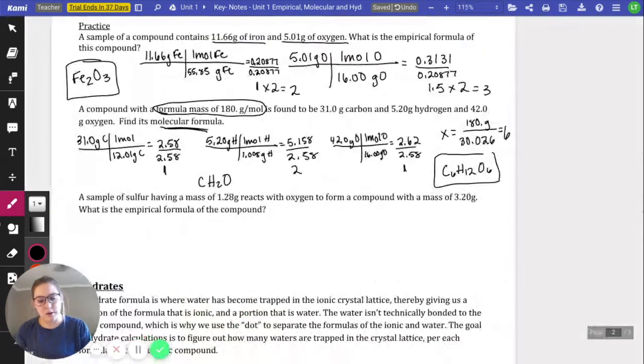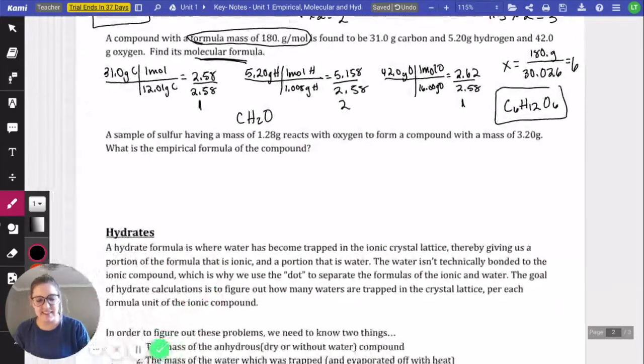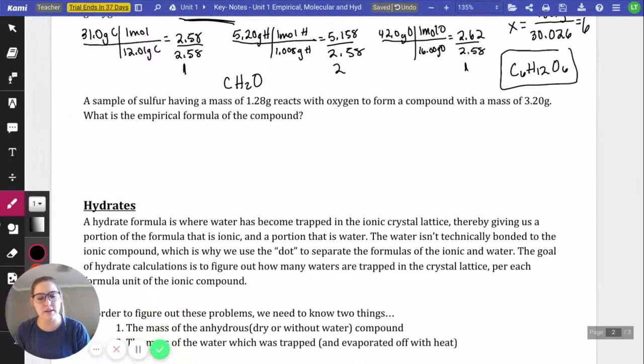Okay, next one. A sample of sulfur having a mass of 1.28 grams reacts with oxygen to form a compound with a mass of 3.20 grams. What is the empirical formula of the compound?